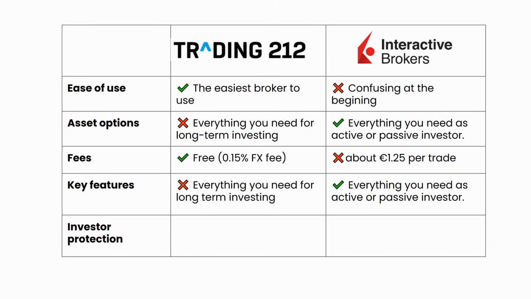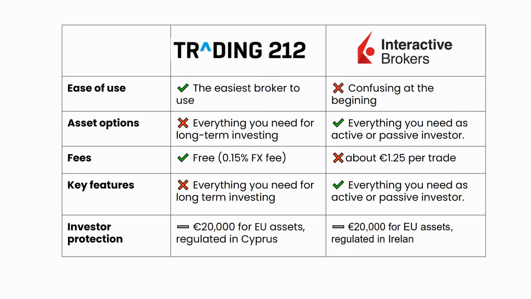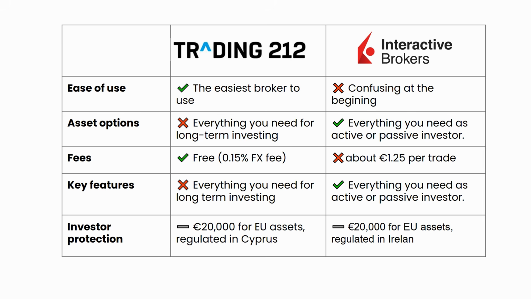Now for me, when it comes to protection, this is a tie. They both offer 20,000 euros, but some competitors like Trade Republic have a 100,000 euro protection because it's registered as a bank. So I would say this one is a tie and neither of them get points. So if I count the points together, we have a tie right now, 2 and 2. So they are really equal platforms.